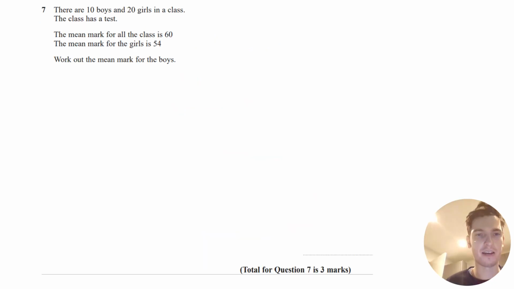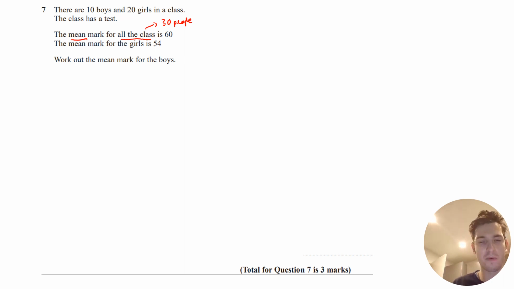All right, there are 10 boys and 20 girls in a class. The class has a test. The mean mark for all the class is 60. So I'm looking at mean in this question. And for all the class, so that is all 30 people, the mean is 60. And I'm told the mean mark for the girls is 54. And I want to work out the mean mark for the boys.